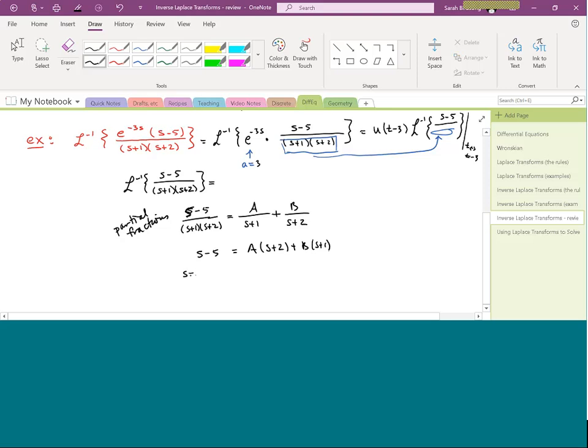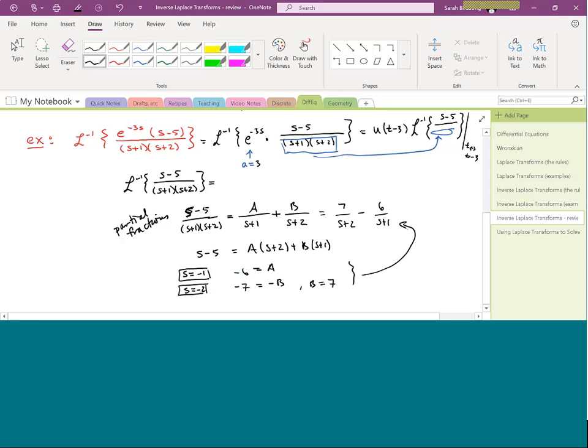So maybe you plug in s equals negative 1. If you plug in s equals negative 1, we'll get A equals negative 6. Everything else cancels. And if we plug in s equals negative 2, the term with the A cancels, and you'll get negative B on the right-hand side. On the left-hand side, negative 2 minus 5 gives you negative 7. So this tells you that B equals positive 7. So plug it in, and we'll get 7 over s plus 2 minus 6 over s plus 1. Okay? So I just plugged in.